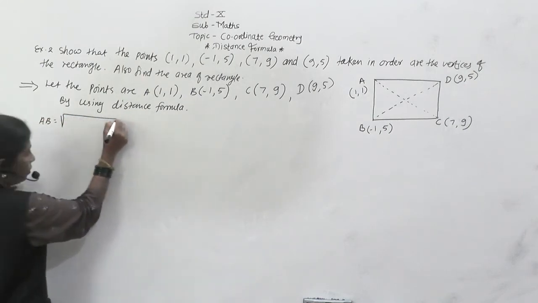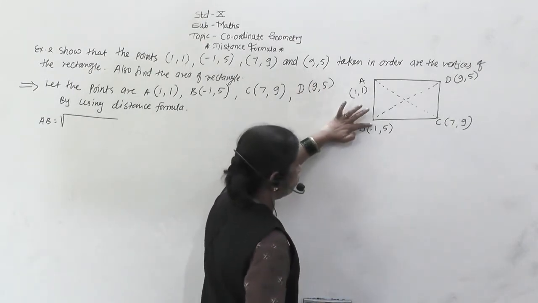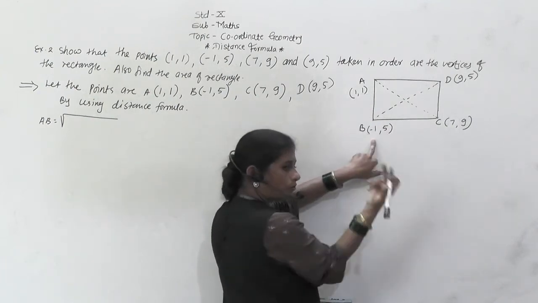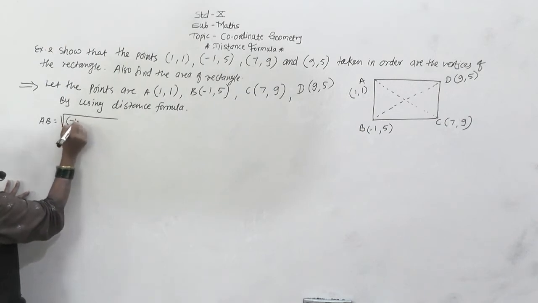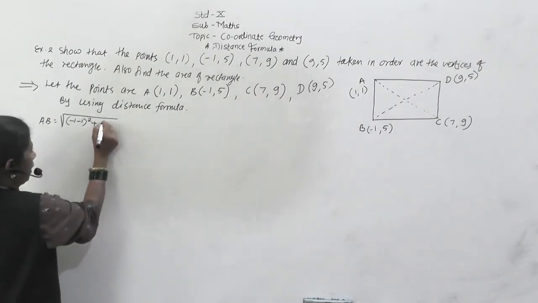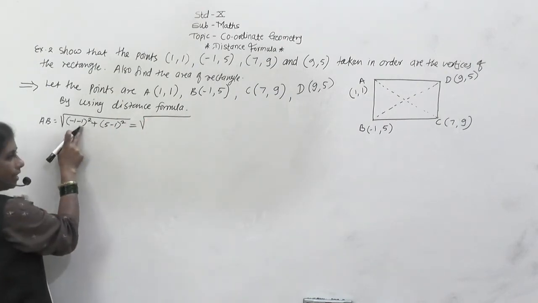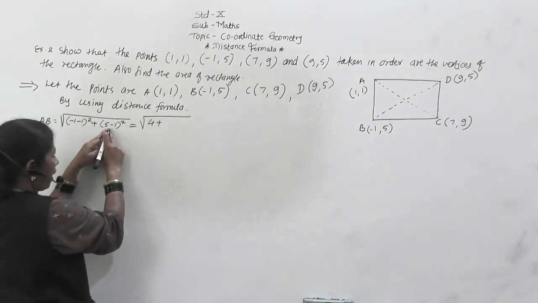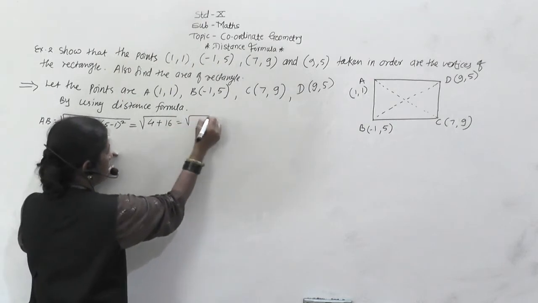equals to under the root, x2 minus x1 bracket square plus y2 minus y1 bracket square. So what is your x2? X2 is minus 1. You will take this x1 as 1, this is x2, y2. So minus 1 minus 1 means x2 minus x1 bracket square plus y2 minus y1. What is y2? 5 minus 1. Okay, so 5 minus 1 bracket square equals to here minus 1 minus 1 is minus 2, and minus 2 square is 4. Correct. And here 5 minus 1 is 4. So 4 square is 16. Right? So here you will get what? 16 plus 4, how many?